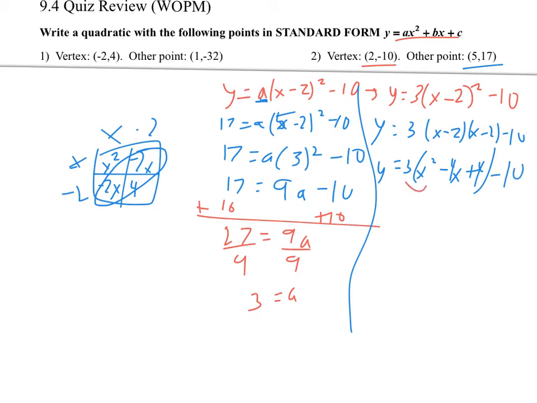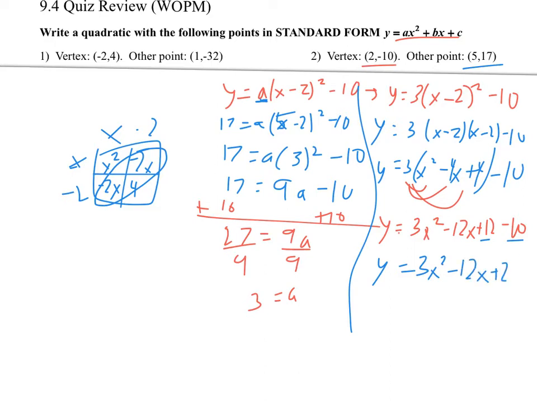So my next step then is to distribute this 3. So I'm going to say y equals 3x squared minus 12x plus 12. And then lastly, I just combine these numbers out back, so that'll be 3x squared minus 12x plus 2.